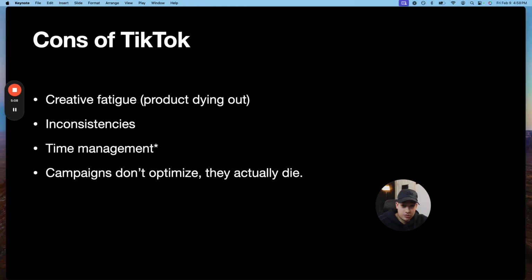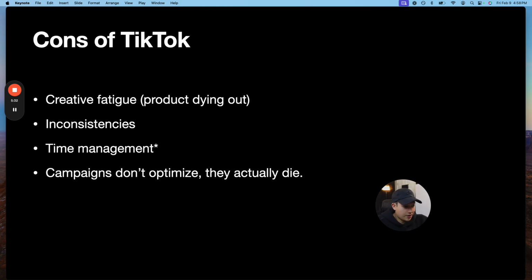Now you can pay someone to do this, or you can try to set up automatic rules. That's fine too, but managing the TikTok Ads Manager is completely different from Facebook. And this is what causes inconsistencies. I don't know about you guys, but when I'm running ads, I want consistent results. I want efficient marketing. And I've been able to do that more so with Facebook compared to TikTok.